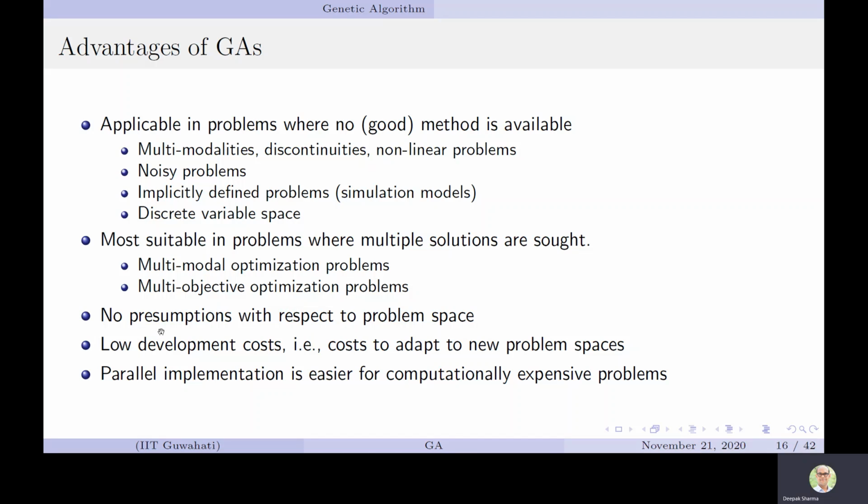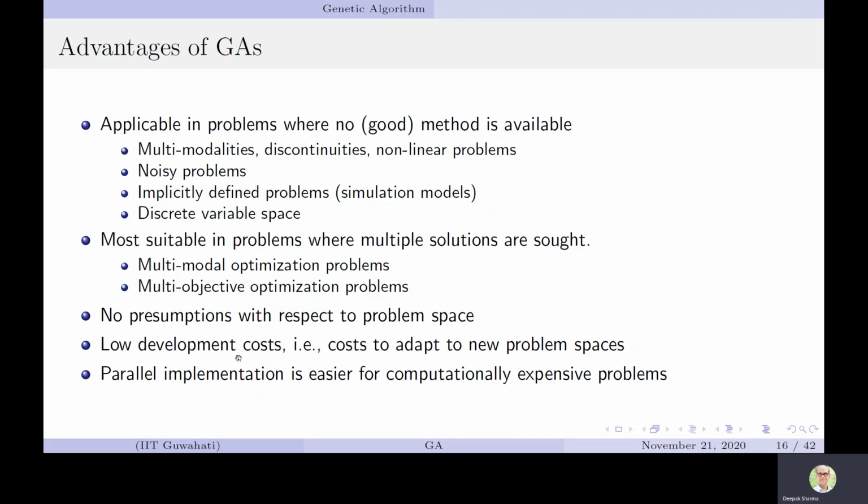No presumption with respect to the problem space. Whatever the problem we are solving, whatever the range of x1, x2 and the constraints, we don't have to presume anything. We can directly use the problem in genetic algorithm and solve it.